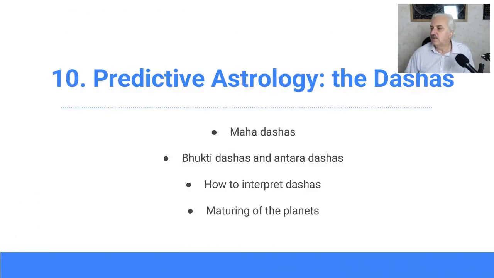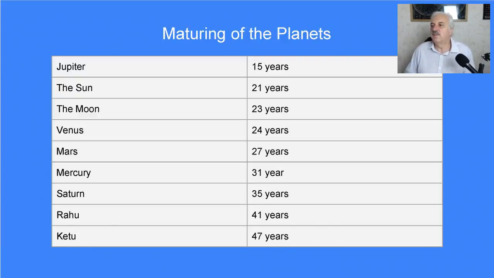One of the methods from lesson 10 is the maturing of the planets. And now I'm going to quickly demonstrate this method because it's very compact, very simple, but at the same time very interesting. The idea is that each planet becomes mature at a certain age. And when this planet becomes mature, it becomes very bright, very strong, very noticeable in the horoscope.